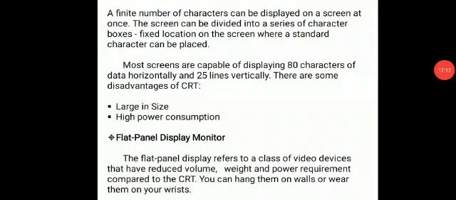Second one is flat panel display monitor. The flat panel display refers to a class of video devices that have reduced volume. Volume in the sense size, weight and power requirement compared to the CRT. CRT in the sense it is a big size, takes high power consumption and high cost. Compared to the CRT, its volume is reduced, and so are weight and power requirement.